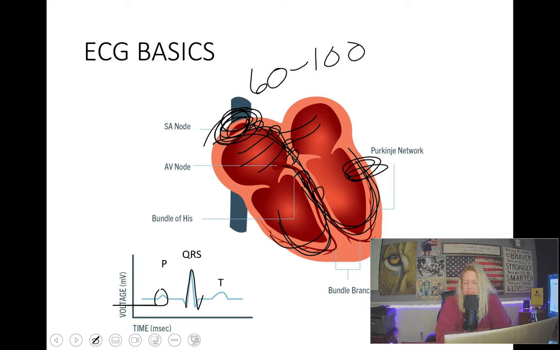Let's look at another one. Here we have upright P waves and narrow QRSs, so I know this is a sinus rhythm.